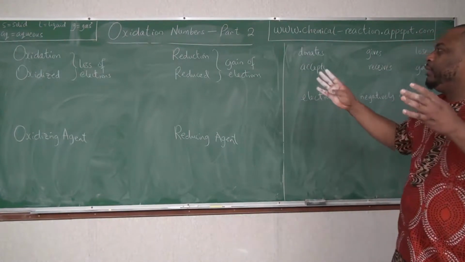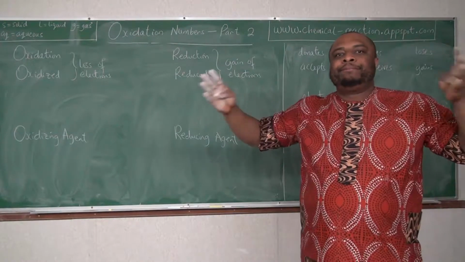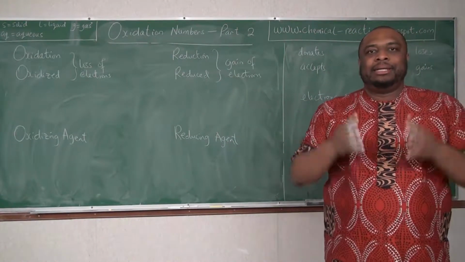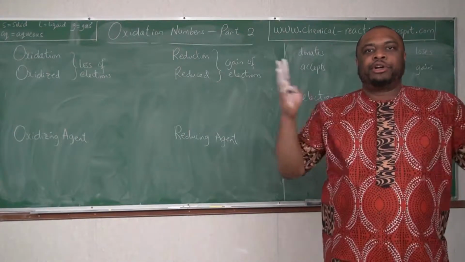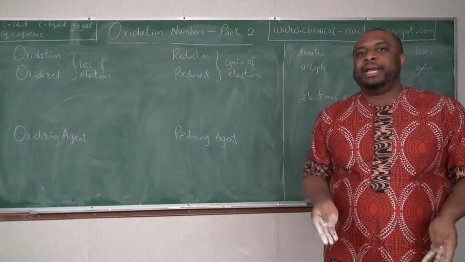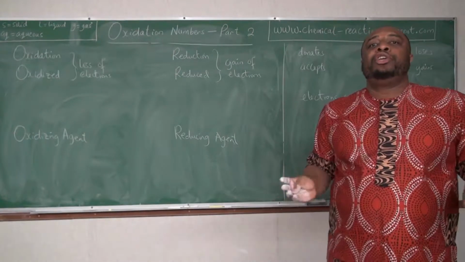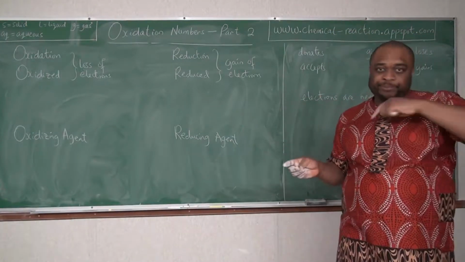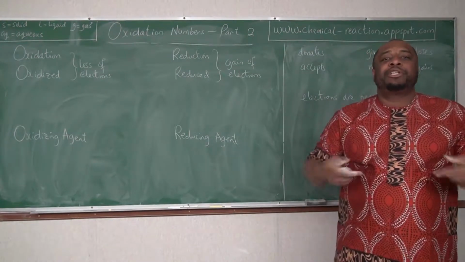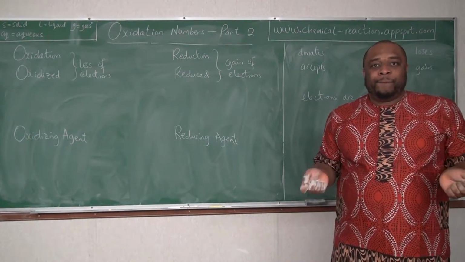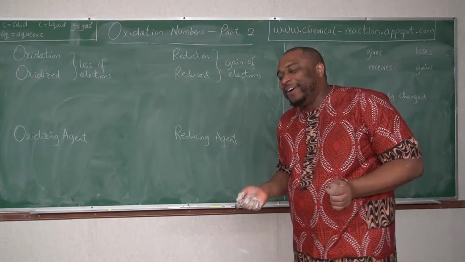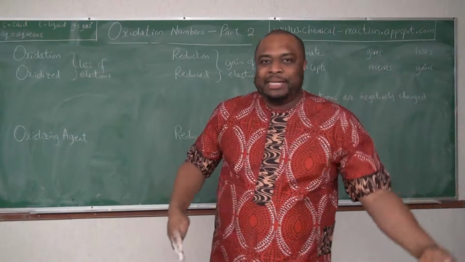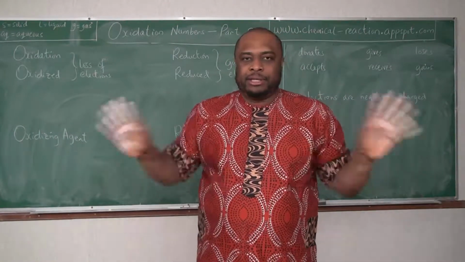Because oxidation and reduction cannot occur in isolation. They must occur in unison. They must occur together. They cannot occur in isolation. You cannot give away electrons for somebody not to receive. No way. And you cannot receive electrons unless somebody gives it to you. Okay, so if you understand these concepts, then balancing redox reactions will be easy for us.